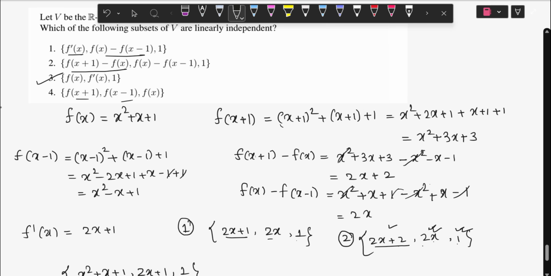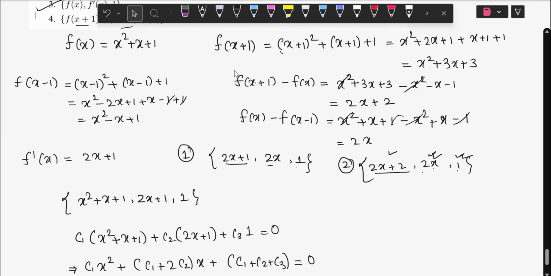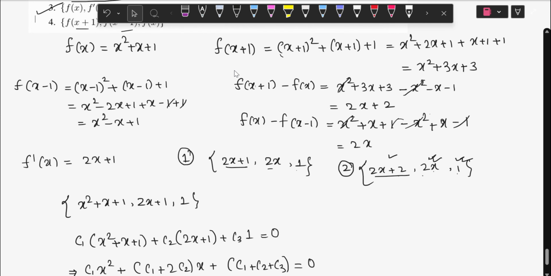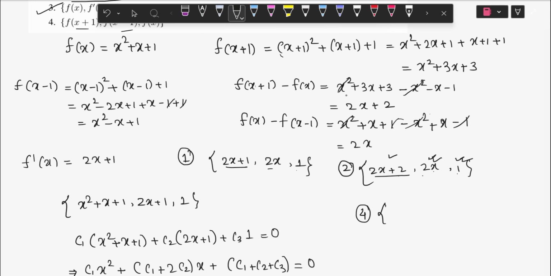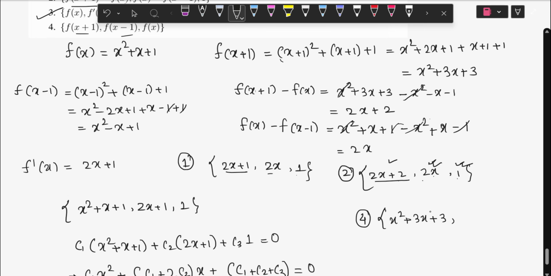Now let's move on to the last option, option 4, where we have to verify this set. I'm just writing on the right hand side. This set is f of x plus 1, which I have calculated. f of x plus 1 is x square plus 3x plus 3. Then f of x minus 1 is x square minus x plus 1. And then we have f of x, which is x square plus x plus 1.